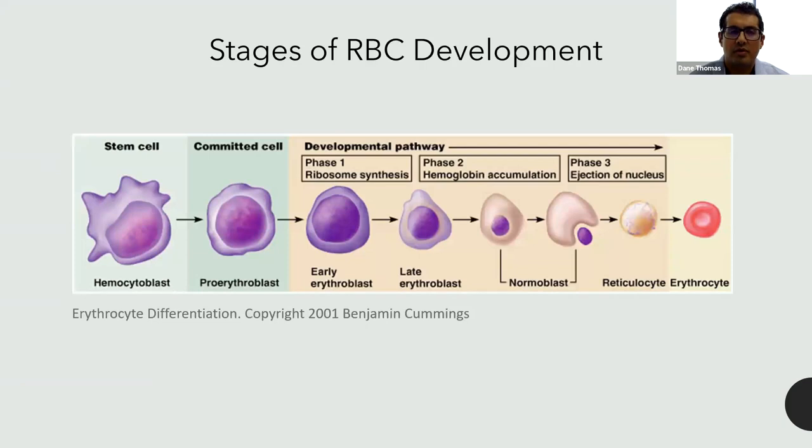This slide demonstrates all the stages of RBC development, from stem cell all the way to red blood cell or erythrocyte. But the most important thing is the reticulocyte cell is right before the formation of erythrocytes. It is normal for all of us to have some reticulocytes in our peripheral smear, in our bloodstream, but we should not have more than 1.8% of reticulocytes in our blood count. And if there is more than that, we have to suspect there is some sort of hematological issue going on.